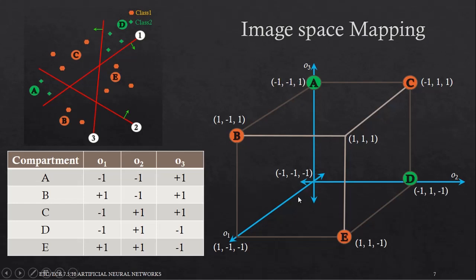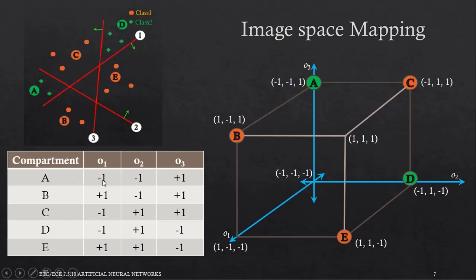Patterns from each compartment get mapped to a coordinate point in the image space. These are the points among all the points that form the vertices of a cube in this case, because we have drawn 3 lines or 3 hyperplanes. That's why O1, O2, O3. That's why a cube. These points would look like these.